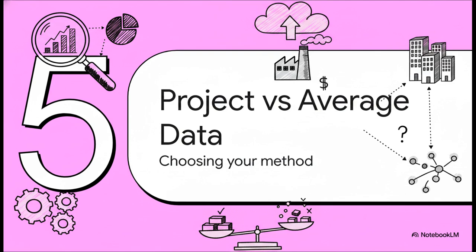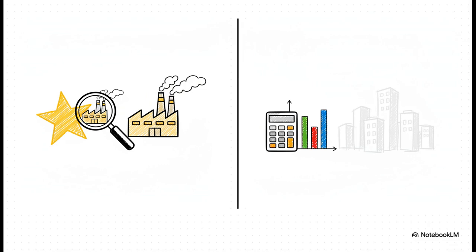Project-specific versus average data. Now, that third step we just talked about, it relies entirely on the quality of data you can get your hands on. It's a classic head-to-head here. On the left, we have the project-specific method. This is the absolute gold standard. It uses actual Scope 1 and 2 emissions data collected directly from the investee.